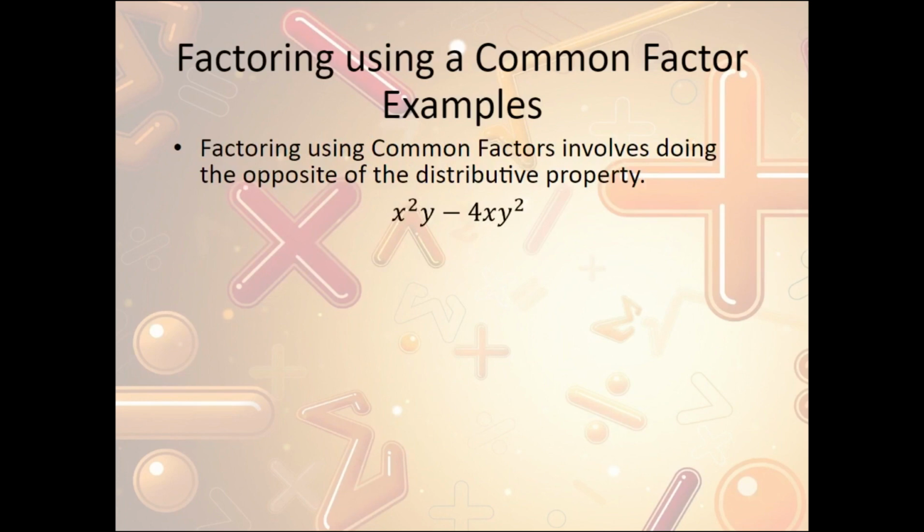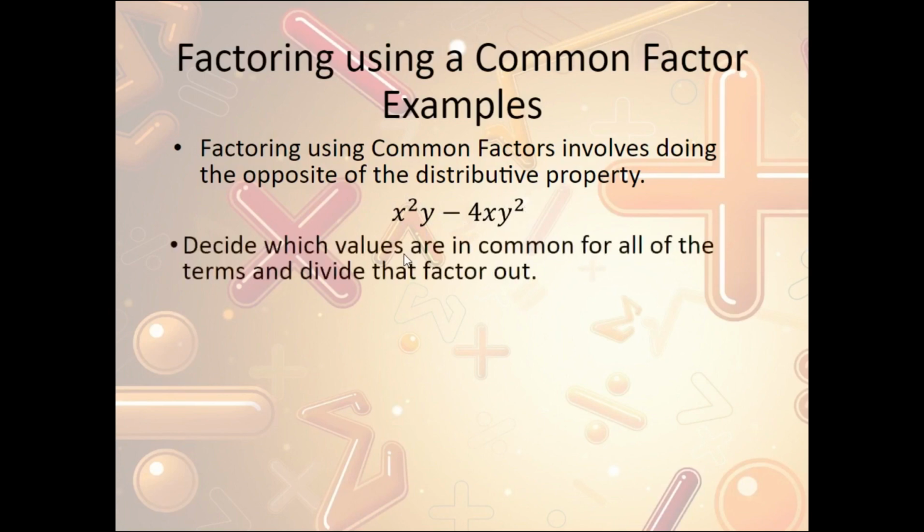Let's look at another example. We have x squared y minus 4xy squared. So we need to figure out what's in common. Well, we have a single x in common here, right? Because this is x squared, there's not a squared here. So we can only pull one x out. And we have a y and a y squared. So we can pull one of those out as well. So we're going to pull out an x and a y. So we know that's what it's going to look like. xy times something is equal to this whole thing.